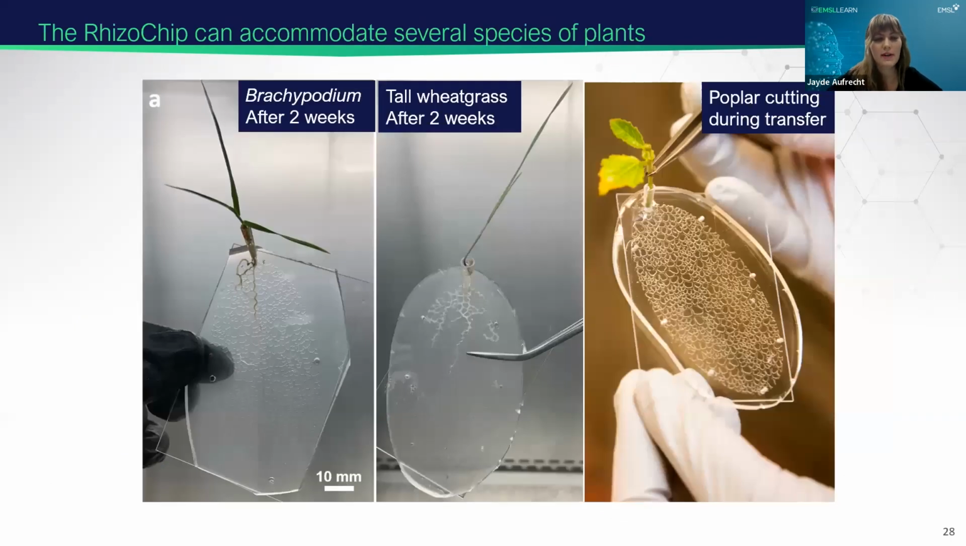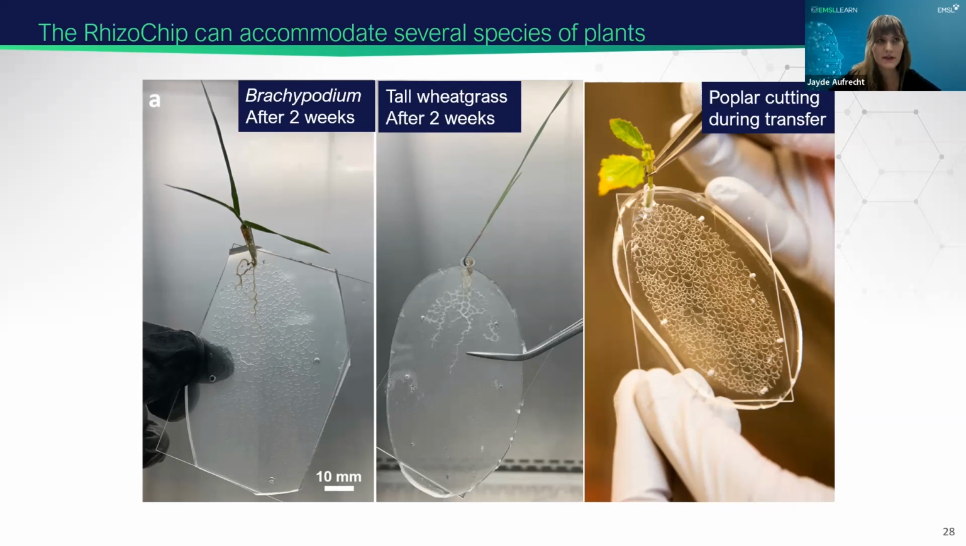We can grow several different kinds of plants in the rhizochip. So we've tested different grass species like Brachypodium, tall wheatgrass, sorghum. We've tested other plants like poplar and hemp, for example. Most of these plants we can grow in the rhizochip for about a month before they start to get a little bit too big for the rhizochip.